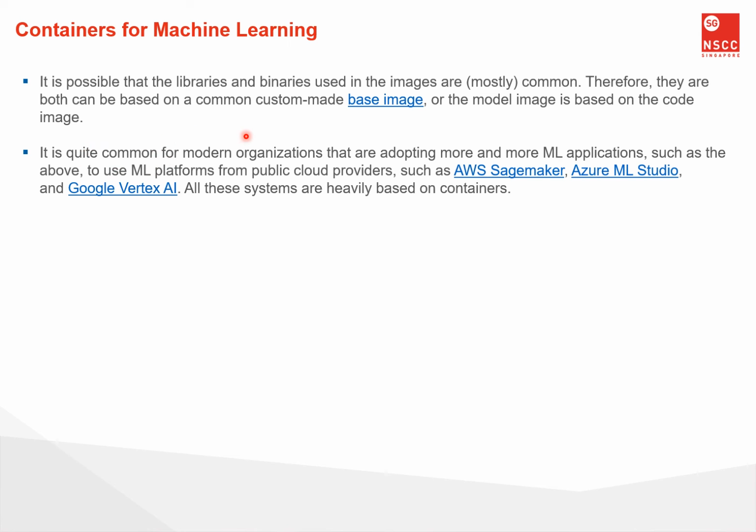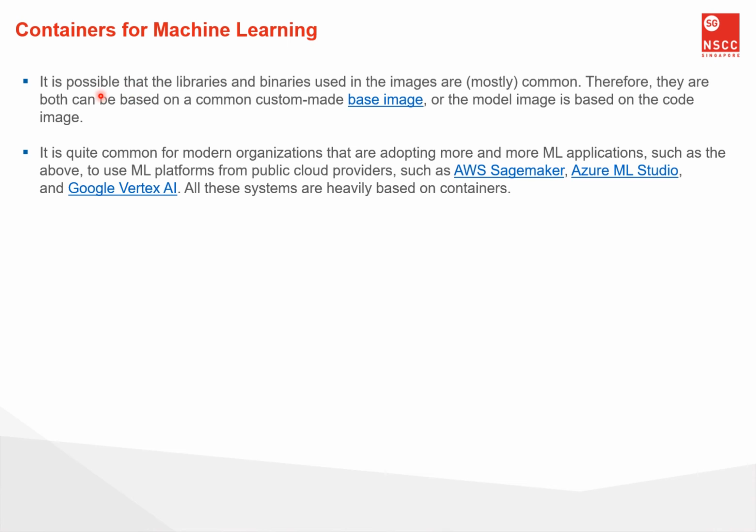It's quite common for modern organizations that adopt more and more machine learning applications such as those above to use ML platforms from public cloud providers such as Amazon, Microsoft Azure Machine Learning Studio, as well as the Google Vertex API. All these public cloud providers typically heavily use Kubernetes and also containers to deploy these machine learning applications.